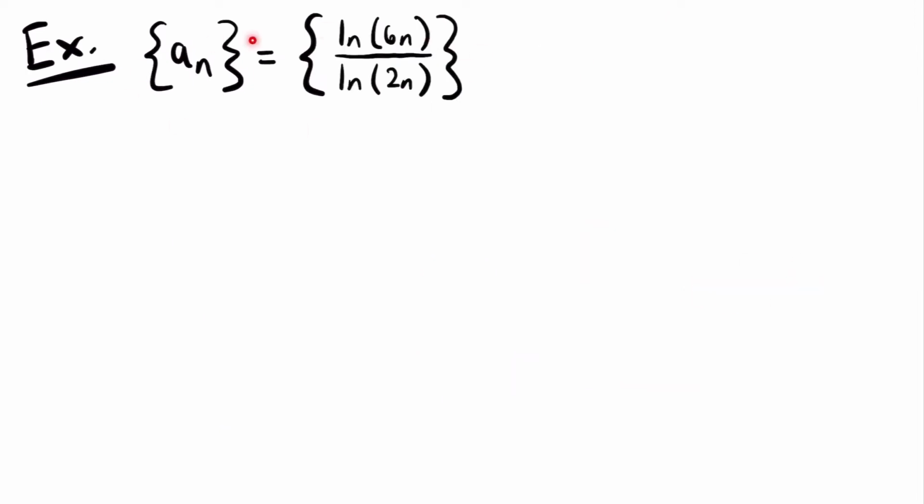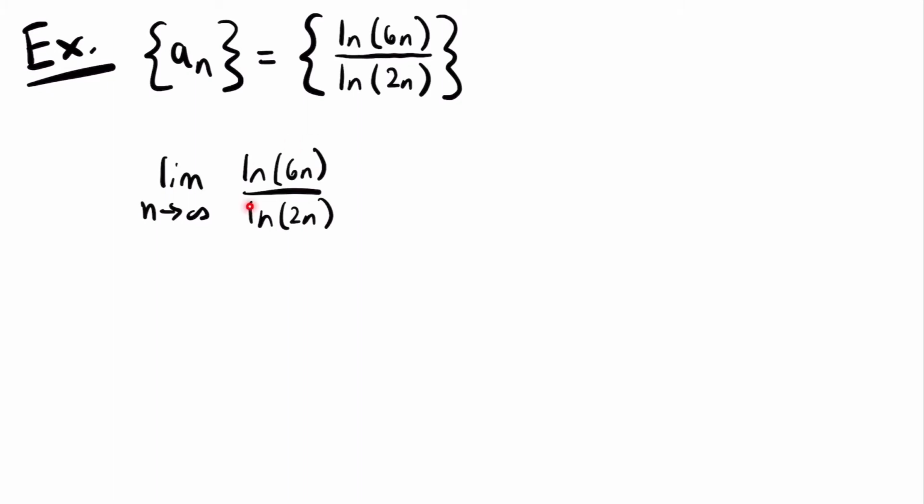Here's our next example. We have the sequence a sub n is equal to the natural log of 6n divided by the natural log of 2n. All right, and so if we want to determine the convergence of this sequence, we need to take the limit as n approaches infinity of our sequence. And so if we do that, we'll have the limit as n approaches infinity of the natural log of 6 times n divided by the natural log of 2 times n.